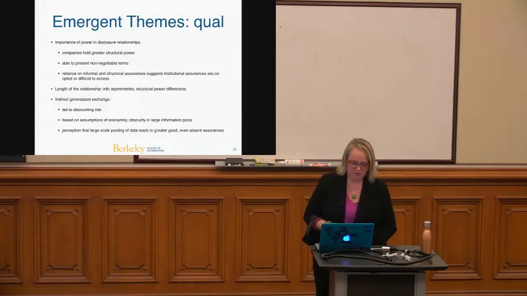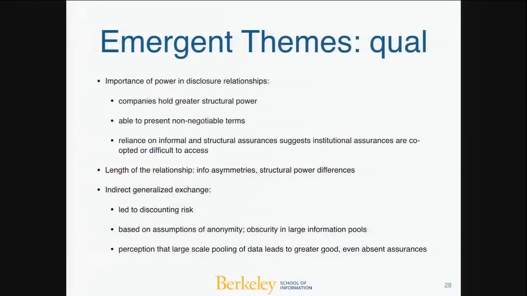Okay, so to finish up, the emergent themes I saw: one is that what this really tells me is that power is a really important piece of thinking about why people disclose. Companies do hold greater structural power, and I think you can see that in the comparison between the women using pregnancy apps versus all of us using Google.